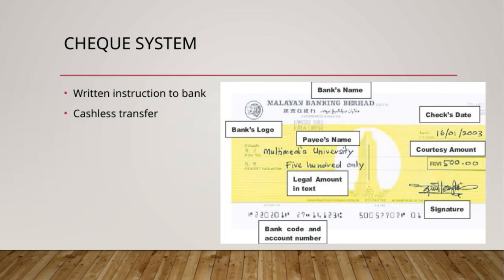Now, let's move on to some of the key methods banks use to facilitate transactions. First, we have written instructions to the bank. This includes any formal requests or instructions given in writing, which ensure clarity and a clear record of the transaction. Next, there's the cashless transfer system. This is a modern and efficient way to move funds electronically, reducing the need for physical cash and speeding up the process. It's particularly important in today's digital banking environment.